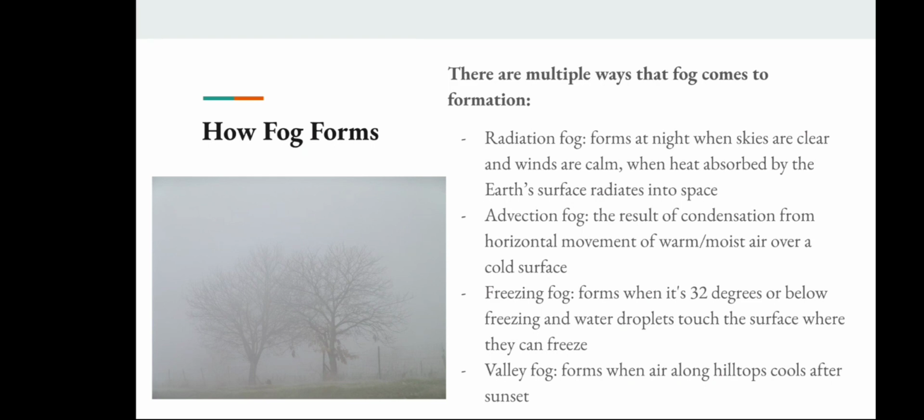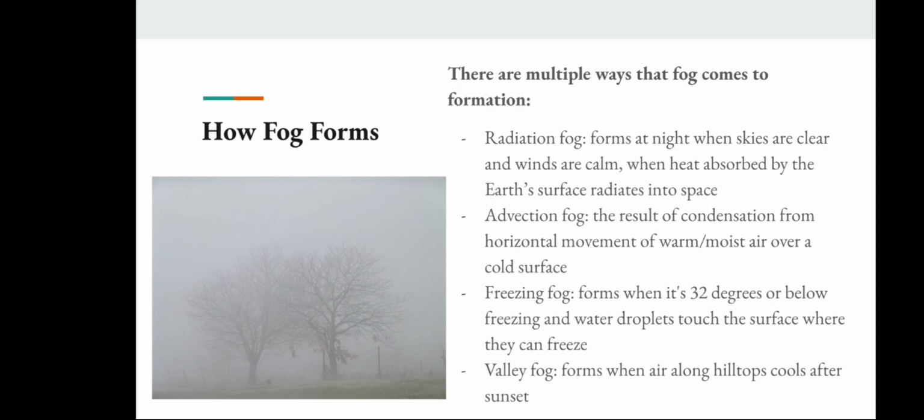So there are multiple different types, so let's just go down one by one on the list. The first one is one you might be familiar with. It's very common in our region or just areas with bodies of water in general, and that is radiation fog. This forms at night when skies are clear and winds are calm, and this is when heat absorbed by the Earth's surface radiates into space, hence the term radiation fog.